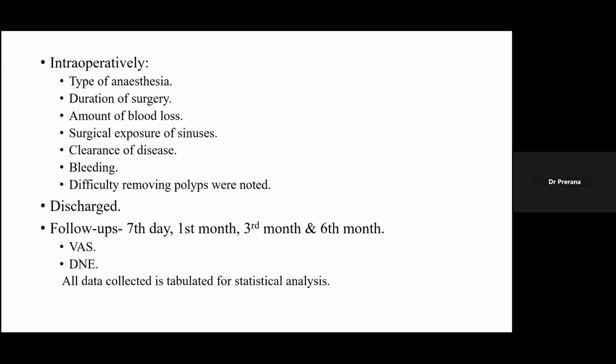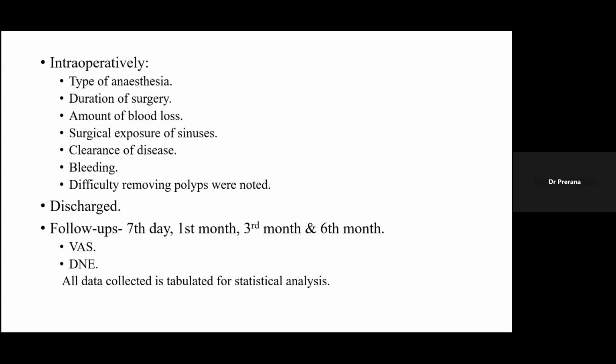the study. We intraoperatively assessed the type of anesthesia, duration of surgery, the amount of blood loss, surgical exposure of the sinuses, clearance of disease, bleeding, and difficulty in removing the polyps. All this data was collected, tabulated, and statistically analyzed.